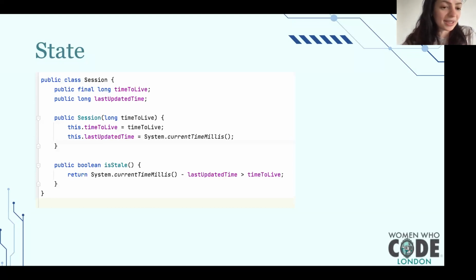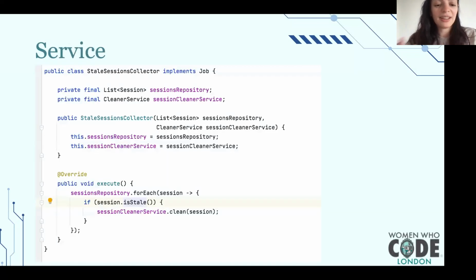And that's already the first step to the state pattern, where I say the session has its own state. And if its own state is stale, I can check it directly from the session. In this case, I just drop this method, and I already have this session object as a parameter. So I just get this session object from the repository, and if it's stale, I clean it. And that's it. My service is becoming lighter.